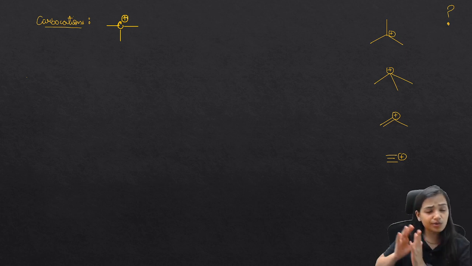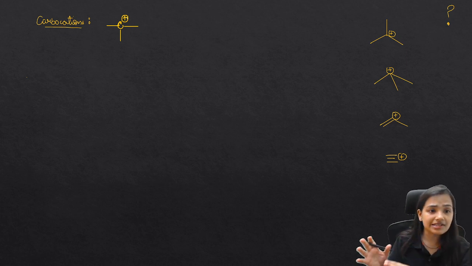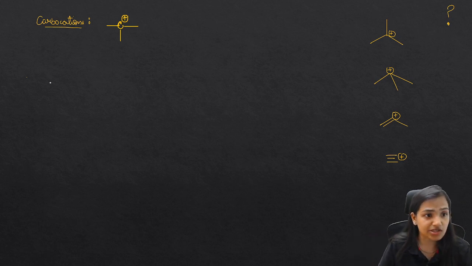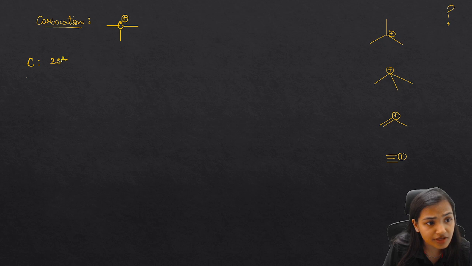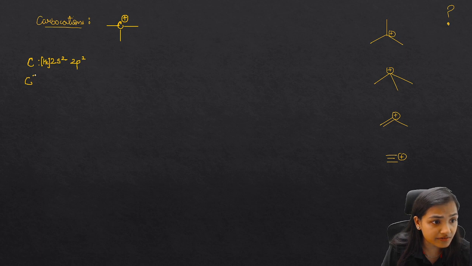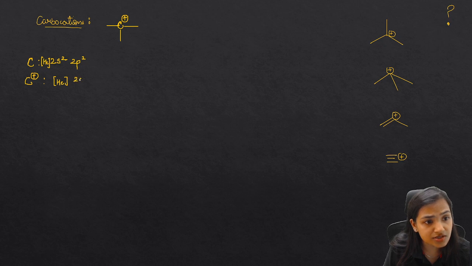So how to understand this? We can easily understand this with the help of hybridization. You all know that carbon has the electronic configuration helium 2s2, 2p2. When I am talking about the positive state, I am talking about C positive as an ion. Then the electronic configuration is 2s2, 2p1.